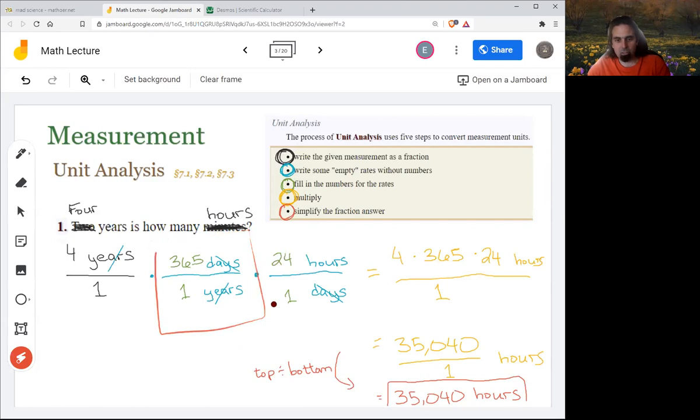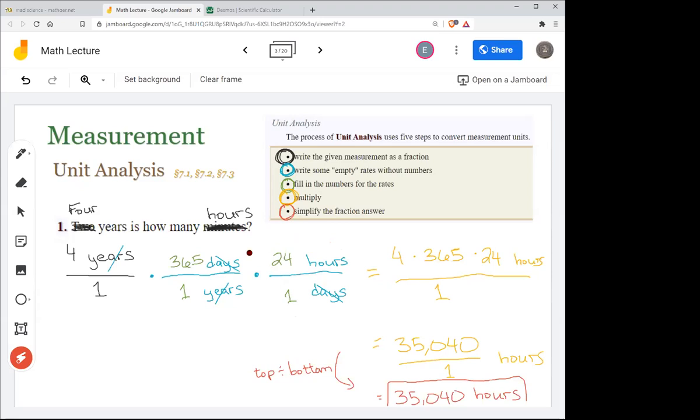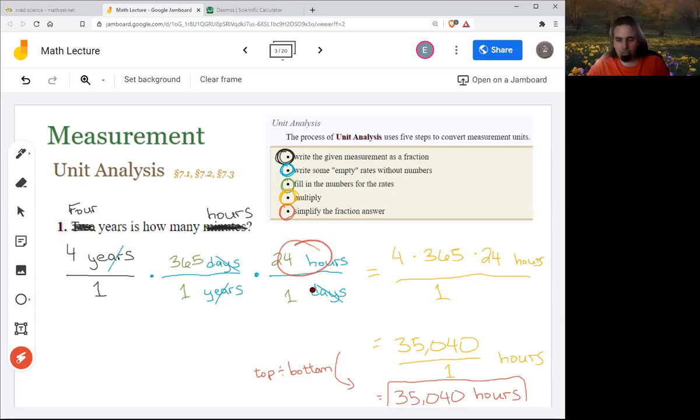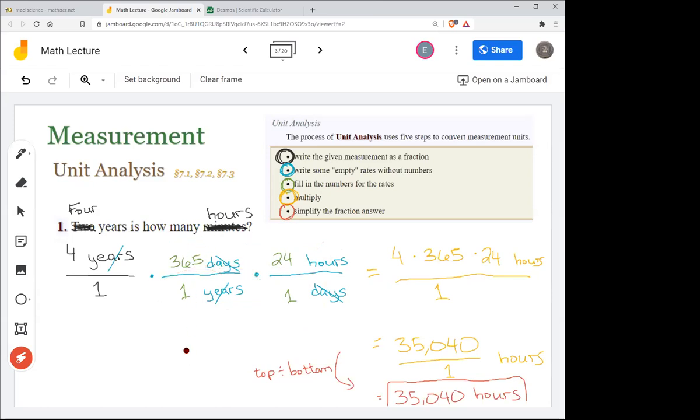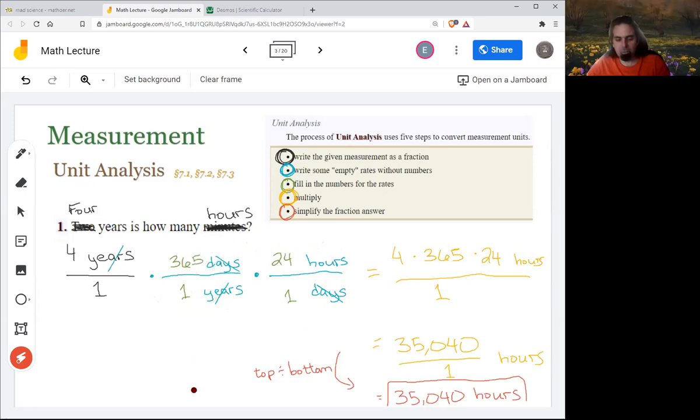So how can I do this? I'm not allowed to just multiply a number by 24 for no reason. And I'll give you a hint. How do 24 hours and 1 day compare? There's 24 hours in one day. Yeah, the top and the bottom are really the same size. How about this one? 365 days in 1 year. The same thing. So how big is a fraction if the top and the denominator are the same?